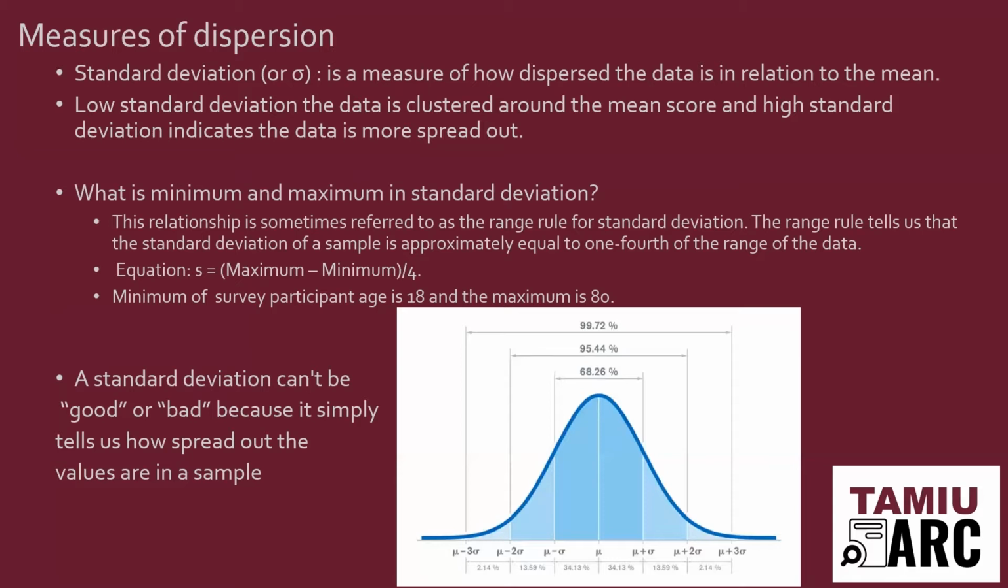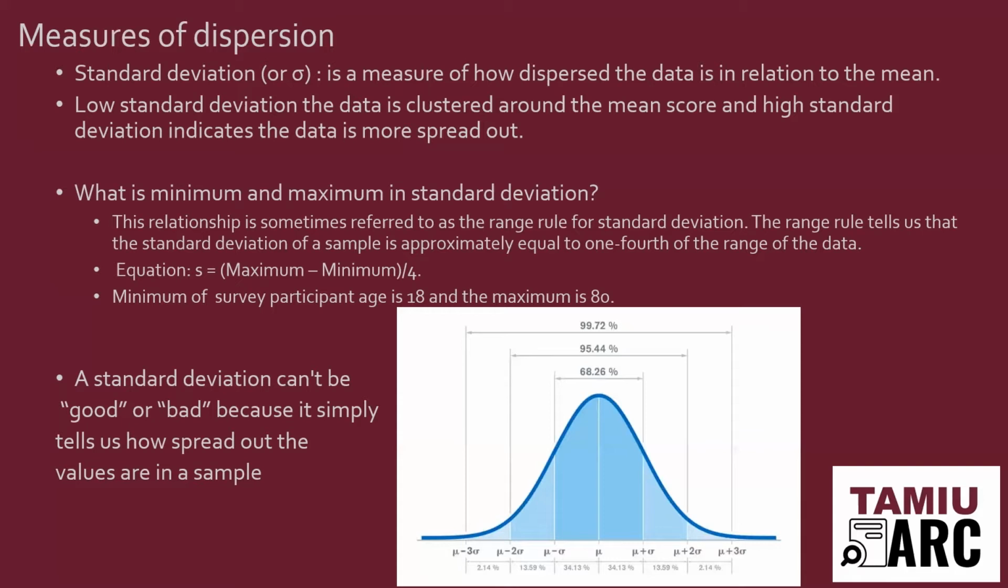But standard deviation cannot be good or bad, because it simply tells us how spread out the data is for its value in the sample. For instance, we could end up having 34.13% of the data away from the mean in either direction. And then we can also increase it to 95.44%, and increase it again to have 99.72%.